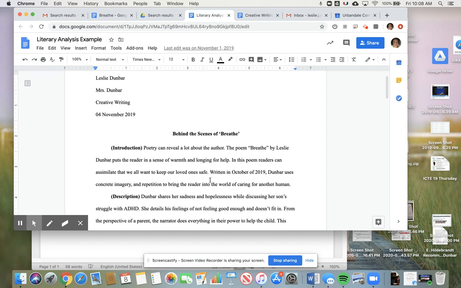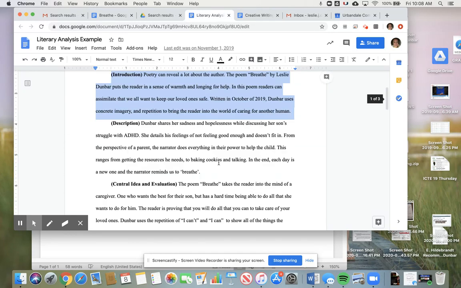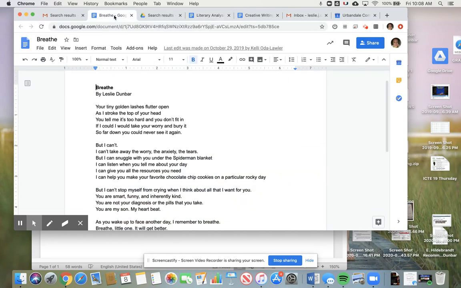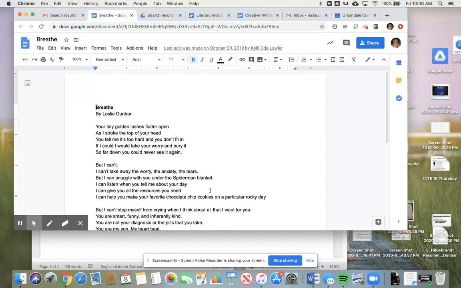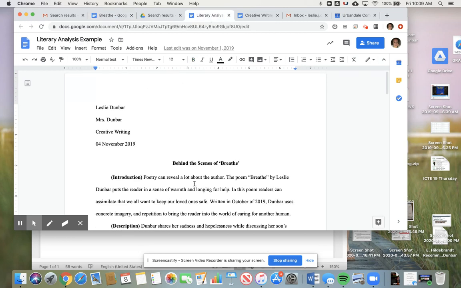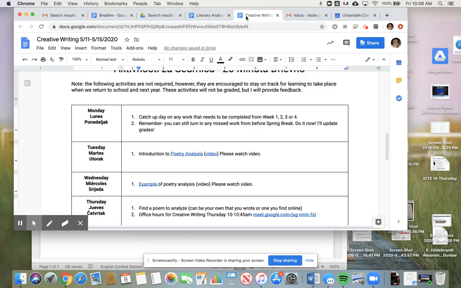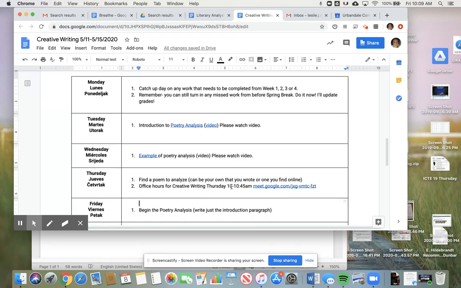So you'll see this example is out here. Like again, I said, we're just going to focus on the introduction first, and then the rest will come starting next week. I will put the poem out here as well, so that you can see the poem and how I got to this part, the introduction. Again, we're going to have office hours on Thursday, so you can bring your questions then. You can begin your poetry analysis, writing just the introduction by Friday, and then we'll be ready to rock and roll next week.